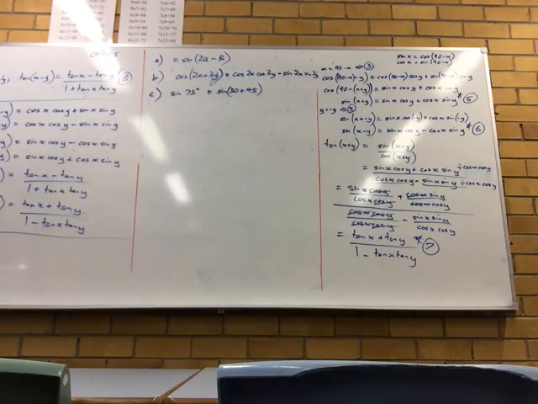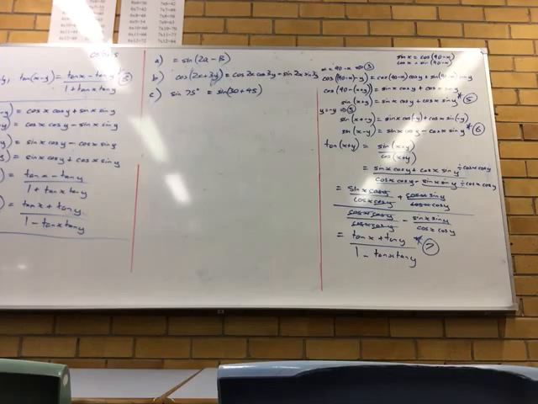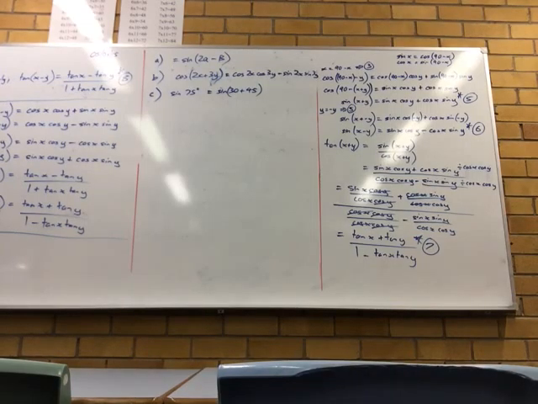So exact value angle sizes of 30, 45 and 60. Of course you can also have 0 and 90. Okay, so sine 0 is 0, cos 0 is 1, tan 0 is 0. Okay, sine 90 is 1, cos 90 is 0, and tan 90 is infinite.